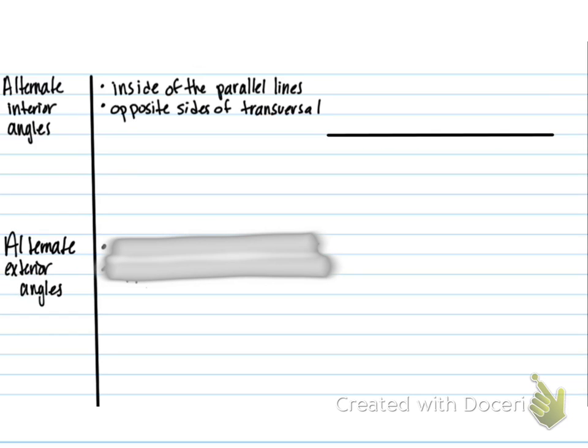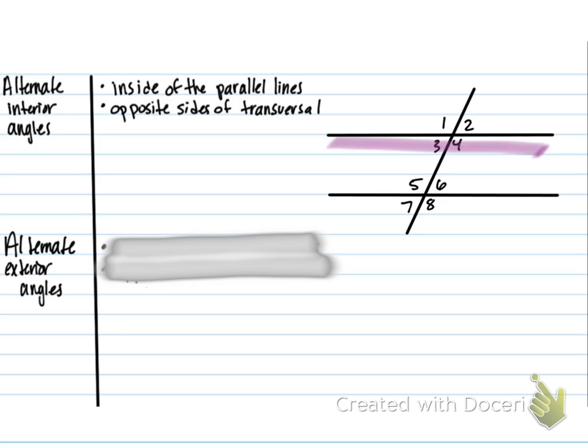So we have our two parallel lines and then our transversal, right? Let's label our angles. We've got 1, 2, 3, 4, angle 5, angle 6, angle 7, angle 8, right? And so for alternate interior angles, we're basically looking at the inside of the parallel lines. So all this right here. So we're basically looking at 3, 4, 5, and 6 only.